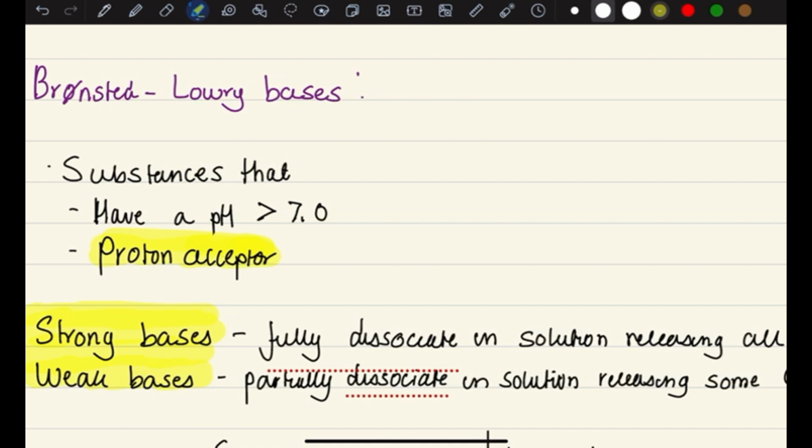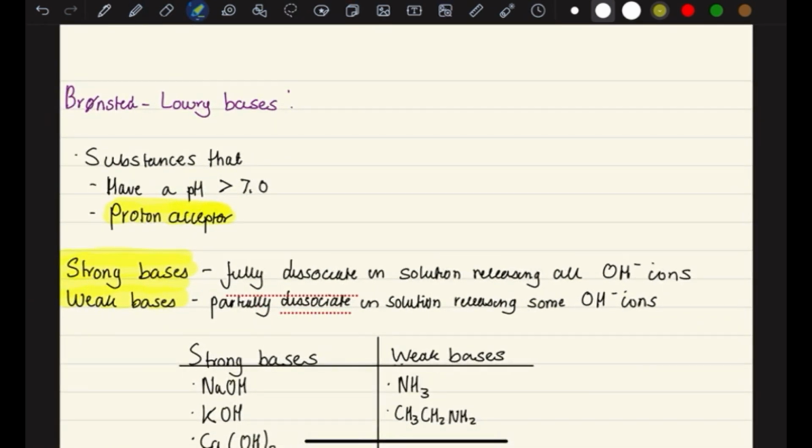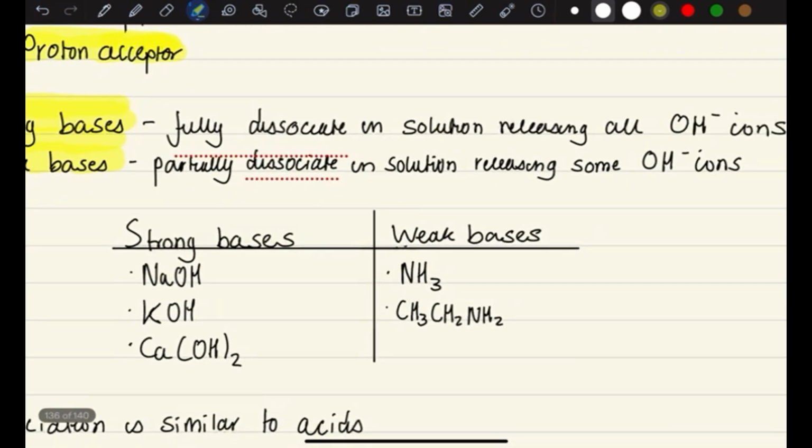We've also got your strong bases and your weak bases. So pretty much the same with the acids, but instead we're now going to talk about OH minus ions. So strong releases all the OH minus, weak releases some of the OH minus, yeah? And again, we've got examples. So you got your strong bases, sodium hydroxide, potassium hydroxide, calcium hydroxide. Whereas these weak bases here are going to be ammonia. It's going to be this one. Don't stress too much about this now, but it's called ethylamine, yeah? You'll learn that in year 13.